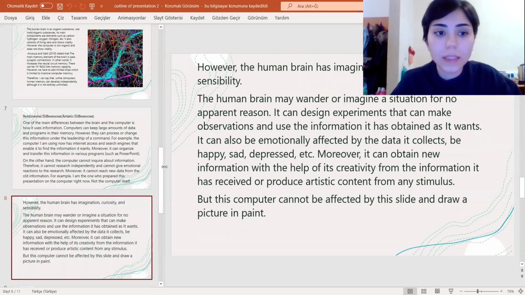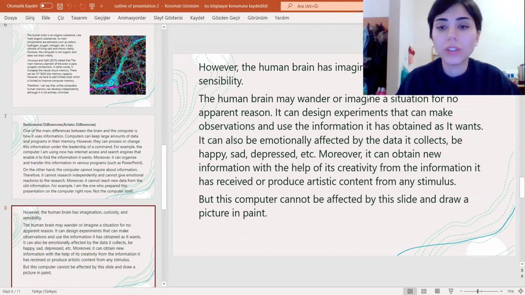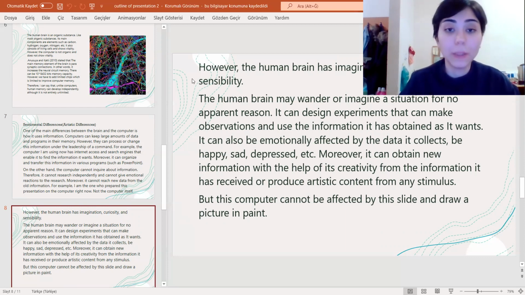However, the human brain has imagination, curiosity, and sensibility. The human brain may wonder or imagine a situation for no apparent reason. It can design experiments that make observations and use the information it has obtained as it wants. It can also be emotionally affected by the data it collects, be happy, sad, depressed, etc. Moreover, it can obtain new information with the help of its creativity from the information it has received or produce artistic content from any stimulus. But this computer cannot be affected by the slide and draw the picture in Paint.